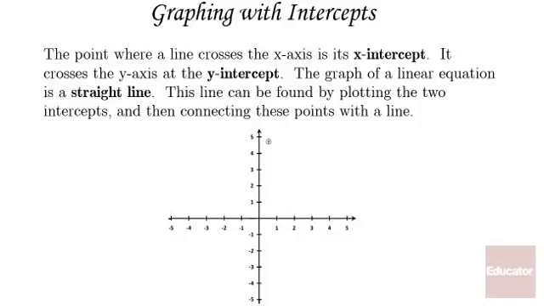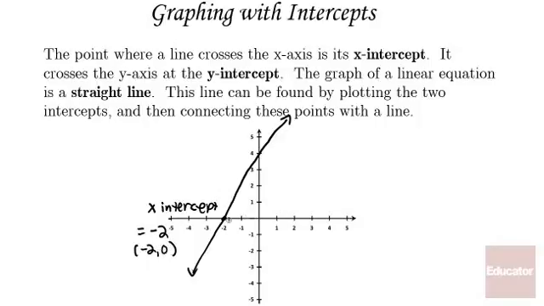For example, if I had a line such as this, first the x-intercept is right here. X-intercept is negative 2. And at the x-intercept, y is always going to be 0. So the coordinate pair would be negative 2, 0. Because it crosses the x-axis, and so y is 0. The y-intercept is right here, y equals 4. And at this point, x is going to equal 0. So 0, 4 is the y-intercept.